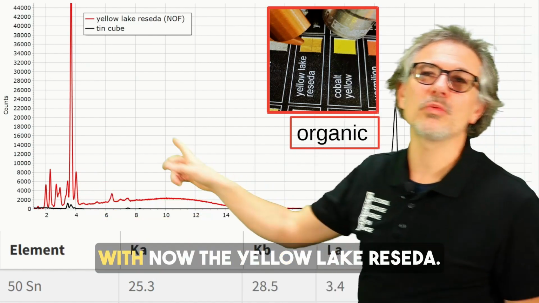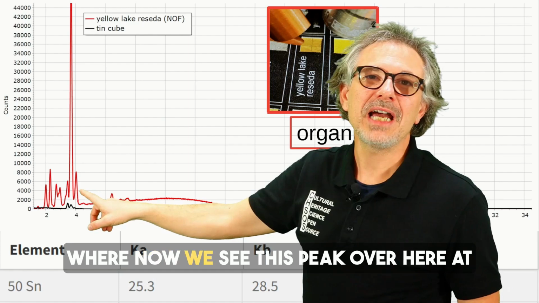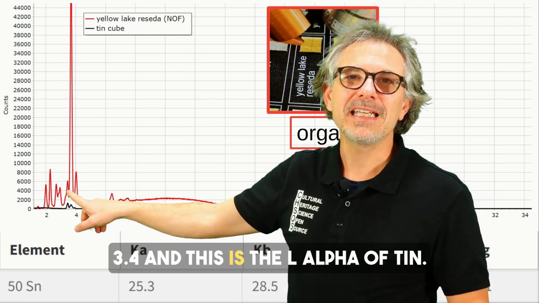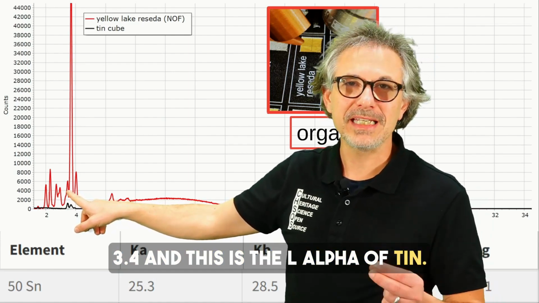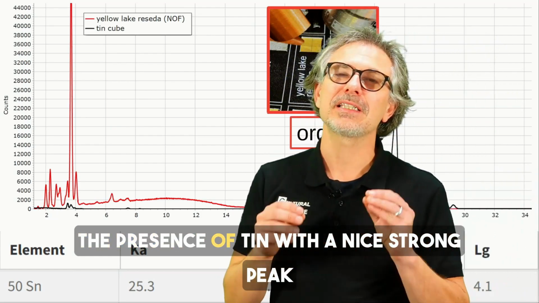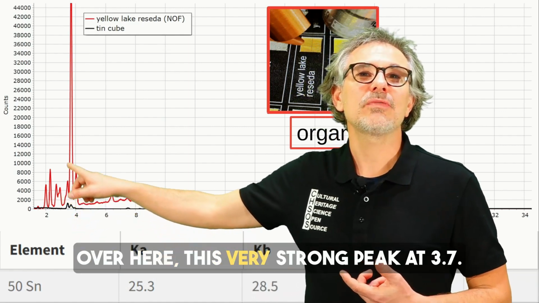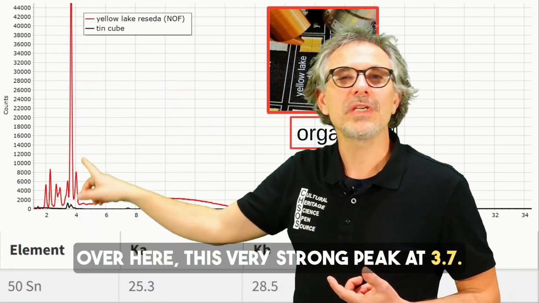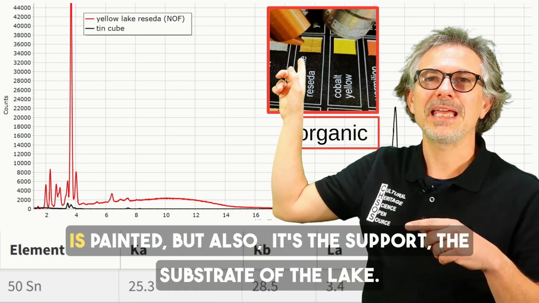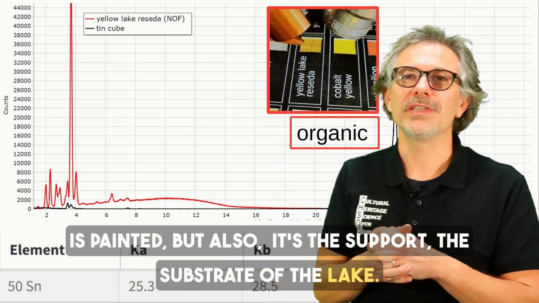We have here in comparison the tin cube, the black one, compared with the yellow lake reseda, the red spectrum, where now we see this peak over here at 3.4, and this is the L alpha of tin. Changing the filters in the tube, we can confirm the presence of tin with a nice strong peak over here. This very strong peak at 3.7 is calcium that is in the paper where the lake is painted, but also is the support, the substrate of the lake.